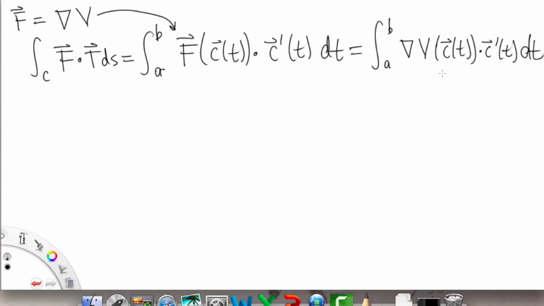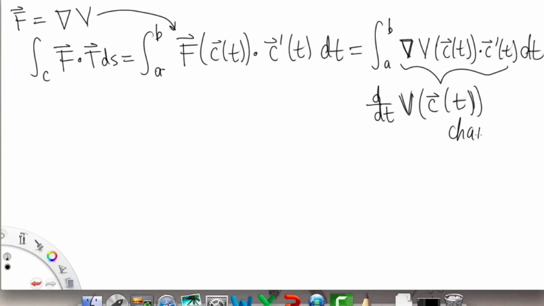Okay, and as you might recognize, that's actually the chain rule. So this is actually the derivative with respect to t of the multivariable function v of c of t. So that includes the parameterized curve in it. You might remember this chain rule from 32A. So what we can do now is just sub all of this back in for all of that.